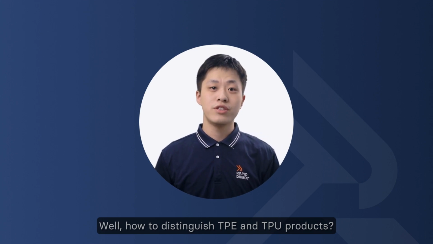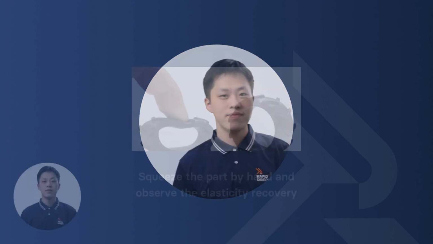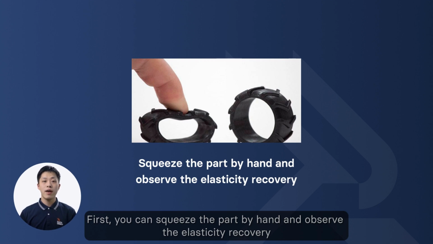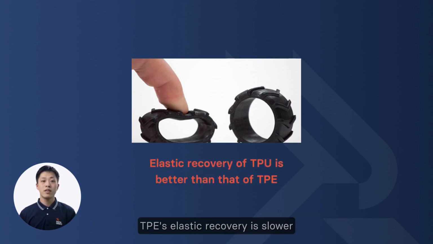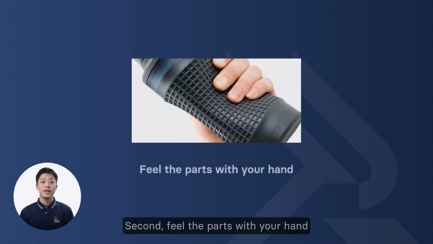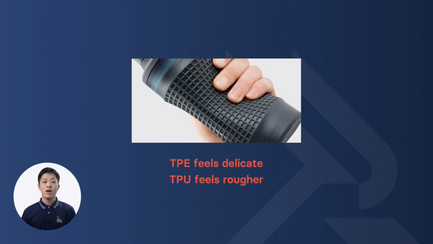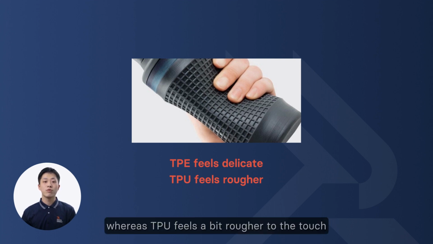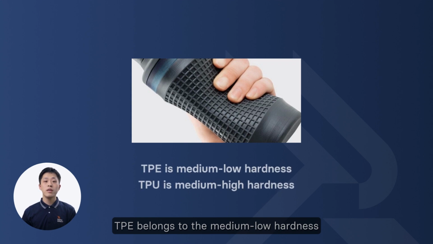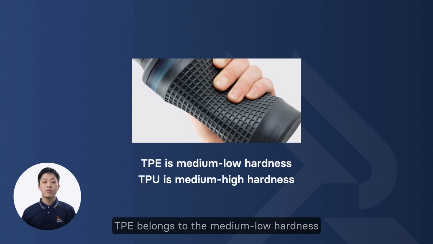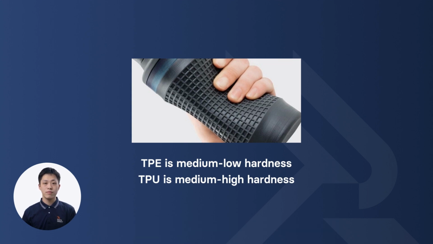Well, how do you distinguish TPE and TPU products? First, you can squeeze the part by hand and observe the elastic recovery. TPE's elastic recovery is slower, while TPU's elastic recovery is faster. Second, feel the parts with your hand. TPE feels a bit more delicate, whereas TPU feels a bit rougher to the touch. TPE belongs to the medium-low hardness, while TPU belongs to the medium-high hardness.